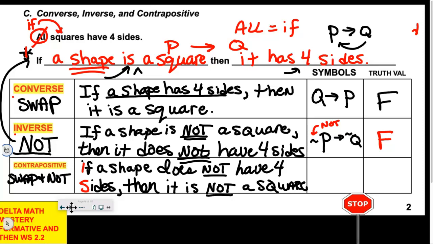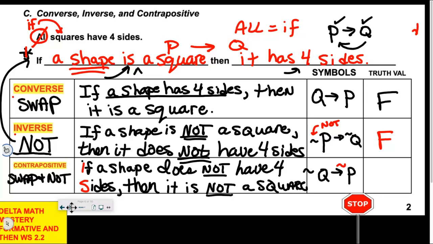So I'm going to repeat here what we have. Our original if-then statement: if this, then that. The swapper does if that, then this. It just reverses them. The nodder negates them: if not this, then not that. The swap and nodder does both: if not that, then not this. You can probably guess what the symbols would be. I challenge you to do it. We need to swap the if and the then, the P and the Q, and negate them.